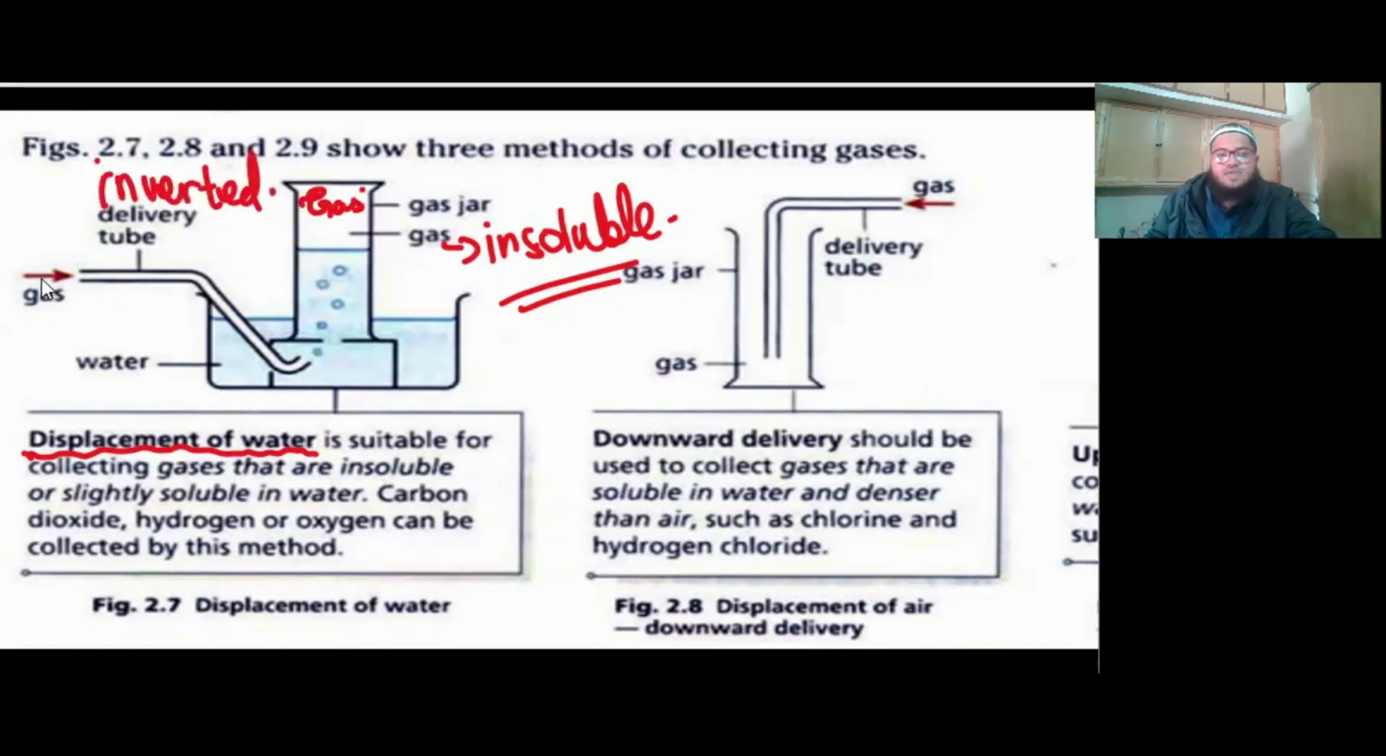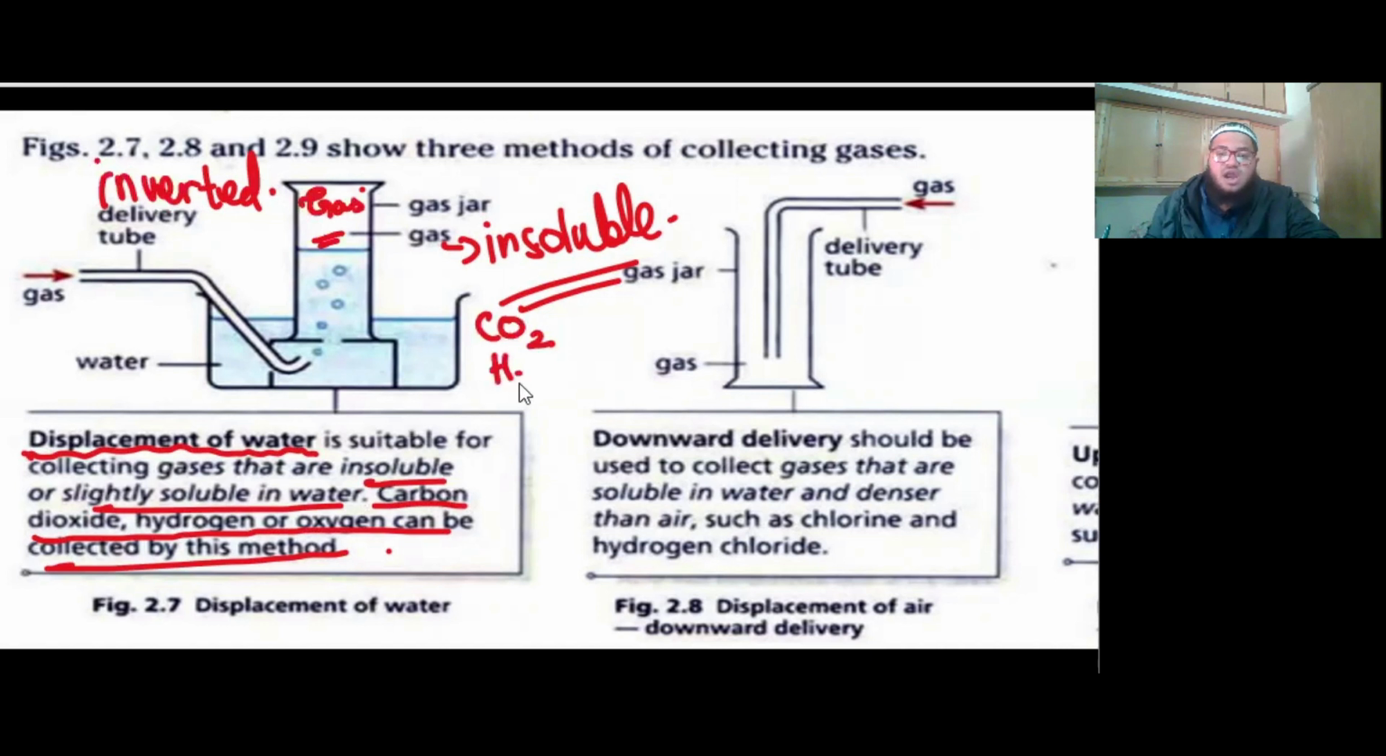Now the gas enters through this delivery tube, it goes down, gets through the water. Since it's insoluble in water, it doesn't really dissolve, and it gets collected over here. But again, this gas is not in a very pure form because it will have traces of water and water vapor with it, because it has come through water. So it is suitable for collecting gases that are insoluble or slightly soluble in water. Carbon dioxide, hydrogen, and oxygen can be collected by this method.